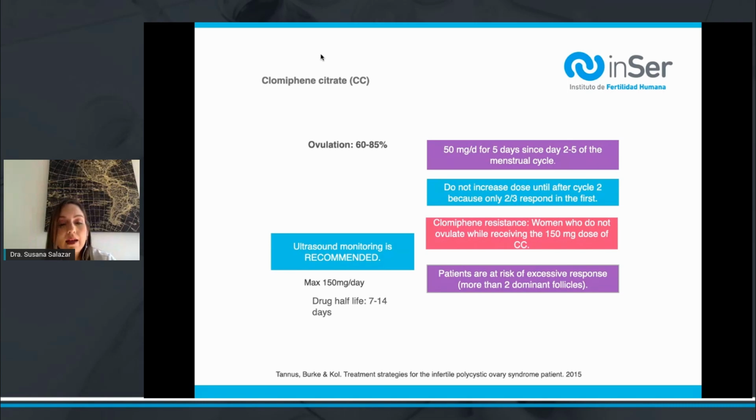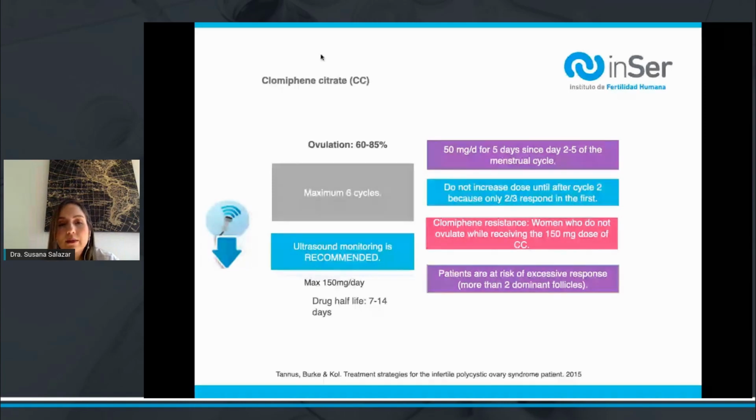The drug half-life is 7 to 14 days. Pregnancy rate is almost 10 times higher than in a spontaneous conception. Therefore, monitoring with ultrasound to detect multifollicular development and to advise the couple when to have intercourse should be performed. And the maximum number of cycles that we should do is 6 cycles, not more than that.